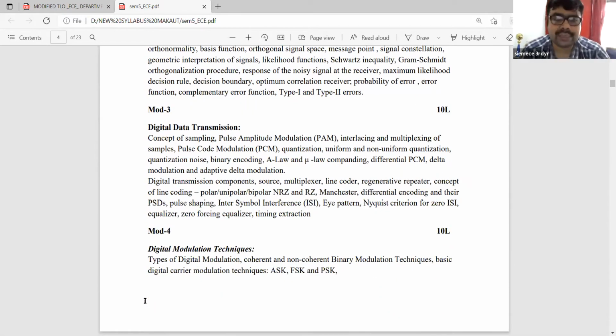Next, we have to go to the module 3, that is the digital data transmission, because ultimately you have to transmit the digital data.